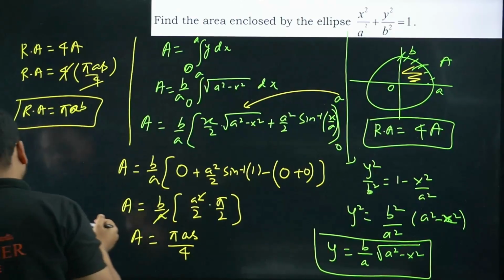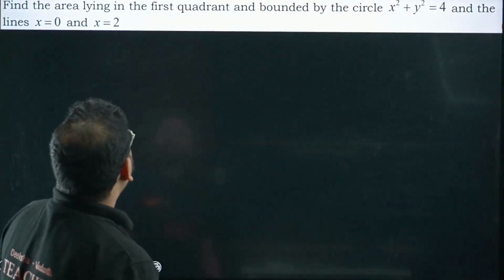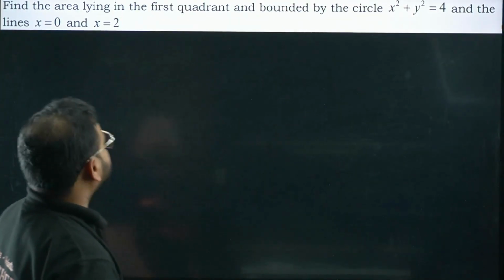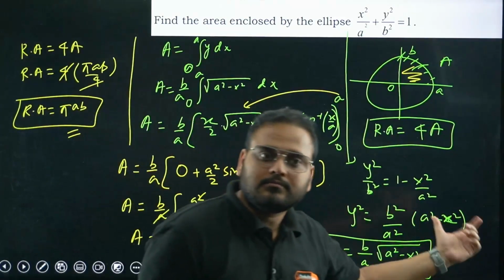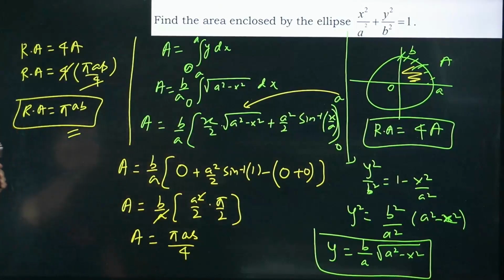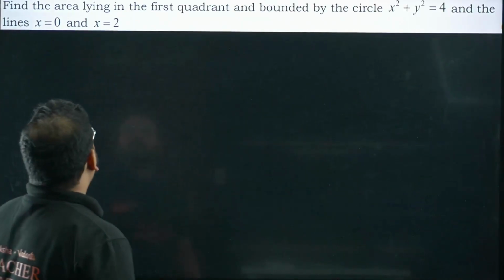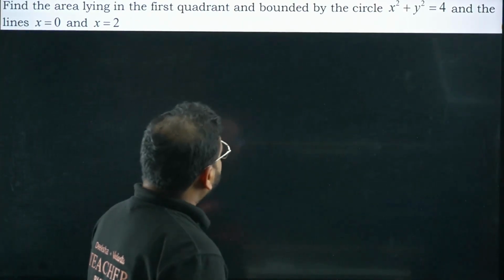Please check. Okay, find the area lying in the first quadrant and bounded by the circle. Alright, you got this part, right? This is clear, no? This part is clear, right? Please check. I hope this is clear. Answer is coming as pi ab. Alright, next. Find the area lying in the first quadrant and bounded by the circle.